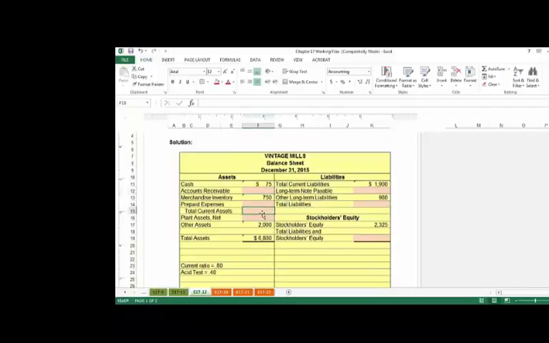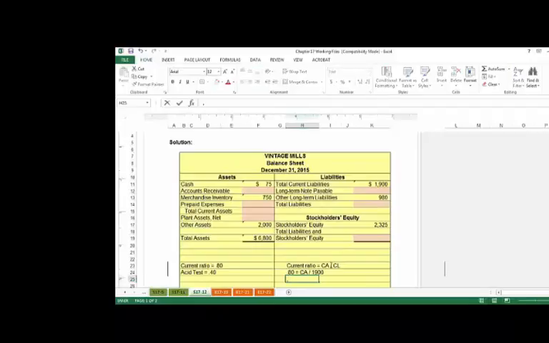So I need to know what total current assets are, prepaid expenses, accounts receivable. So let's take a look and see how we're going to figure this out. I've got my current ratio here, and I know my current ratio equals current assets divided by current liabilities. So I have current liabilities, and I know what the current ratio total is. So 0.80 equals current assets divided by current liabilities of 1900, and I can solve for the current assets.